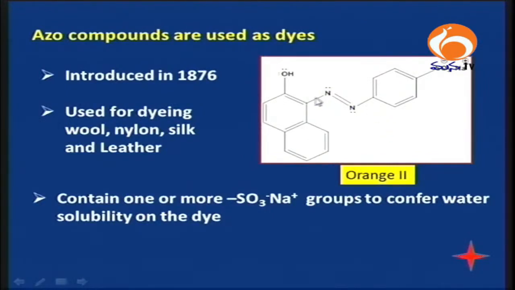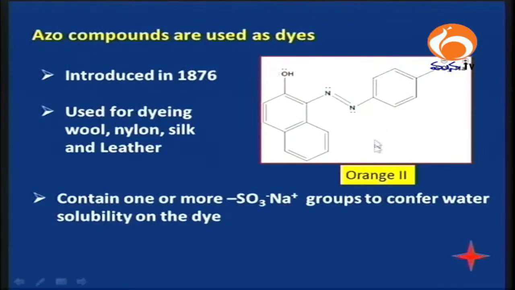It is obtained by the reaction between beta-naphthol and the diazonium ion, which is obtained from sulfanilic acid. Sulfanilic acid is nothing but 4-amino sulfonic acid. Therefore, when we treat the diazonium ion, which is obtained from the 4-amino sulfonic acid with beta-naphthol, we obtain this particular orange 2 dye. And this dye was first prepared in the year 1876 and is having many industrial applications, used extensively for dyeing wool, nylon, silk and leather.